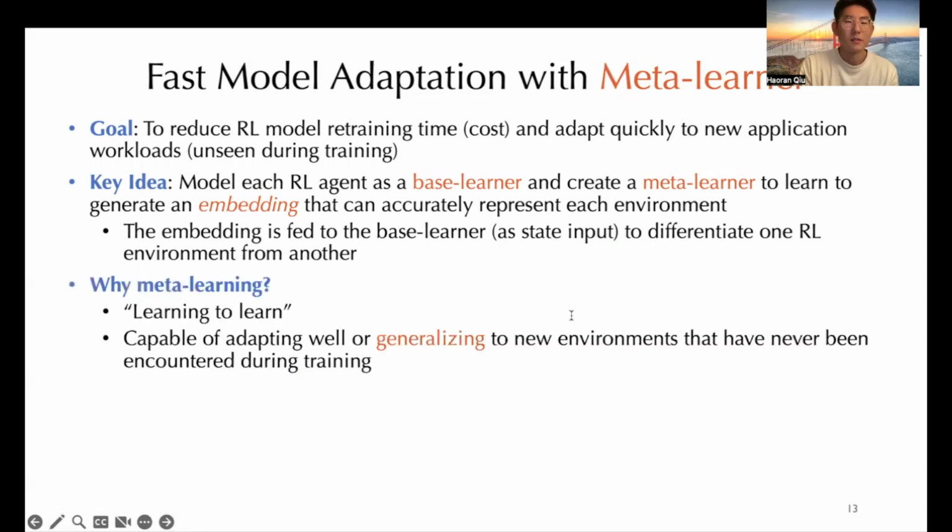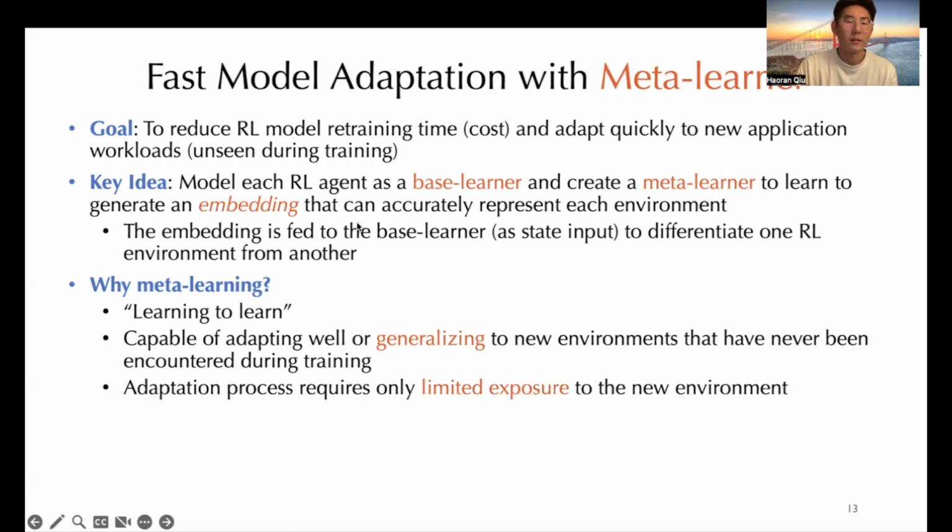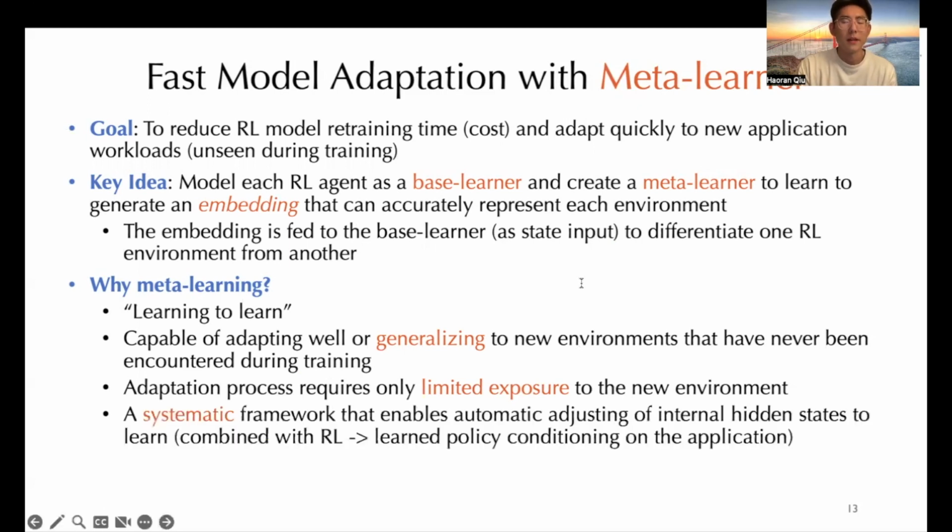Meta learning is known as learning to learn, which is capable of generalizing to new environments that have never been encountered during training. The adaptation process essentially requires a limited exposure to the new application environment, essentially a mini training session. It provides a systematic framework that automatically adjusts hidden states to learn, compared to ad hoc classification first and then training one policy per cluster.